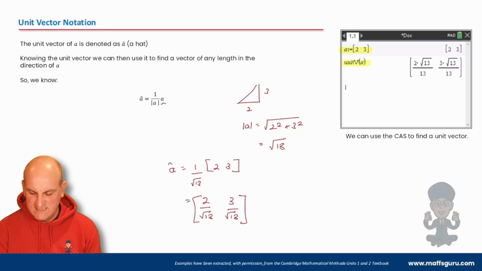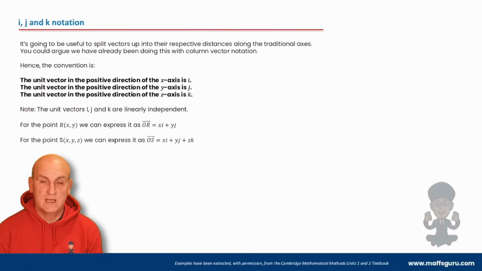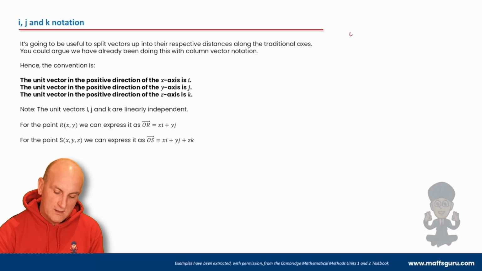And why is it different? They've just rationalized the denominator. Right, okay, unit vector. I, j, and k notation. Right, the unit vector in the positive direction of the x-axis is now denoted I. And then we got j, and we got k.